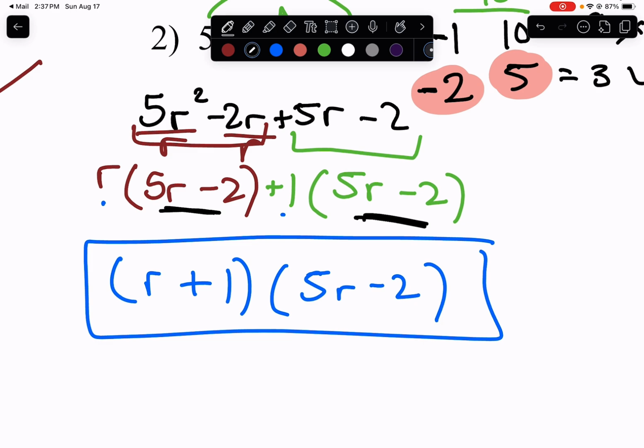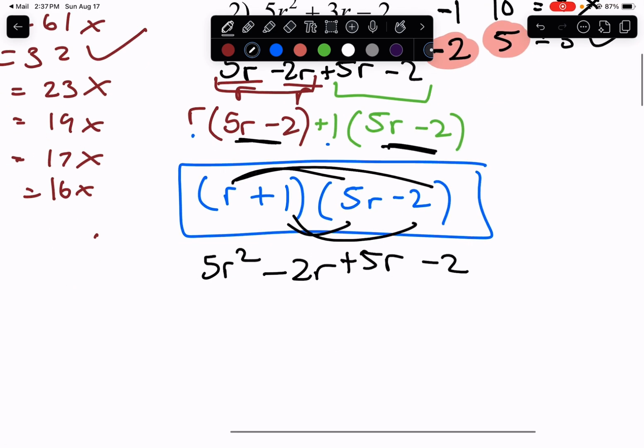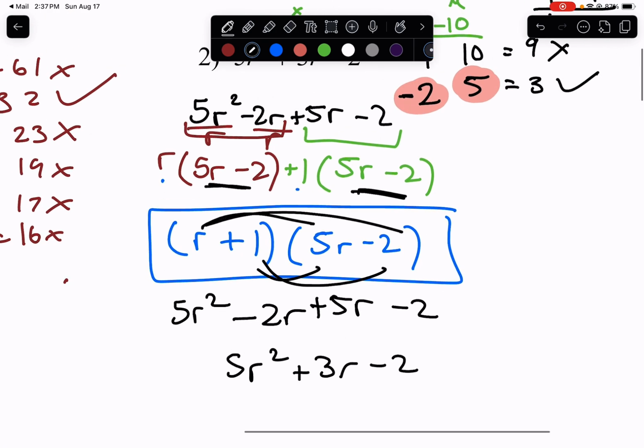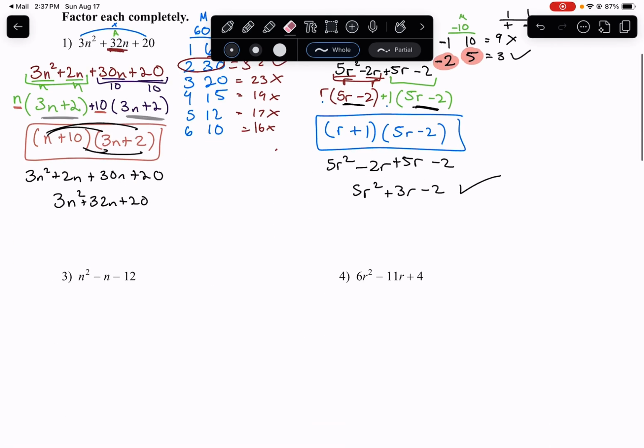And of course, we can check our answer by multiplying this out. So I go ahead, I get 5r squared minus 2r plus 5r minus 2. I combine my like terms. And I look, that matches with what I started with, so I know that my answer is good here. All right, let's do one more.